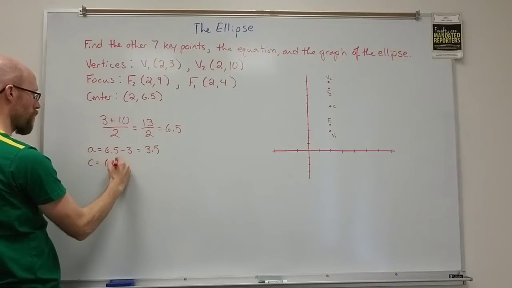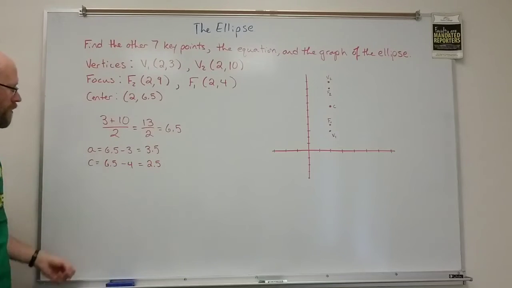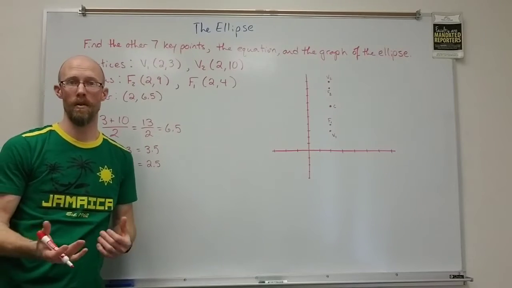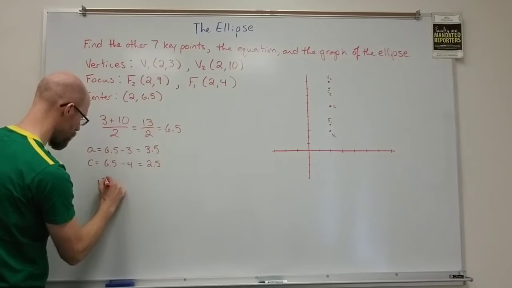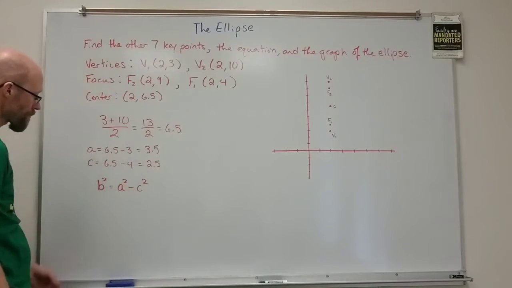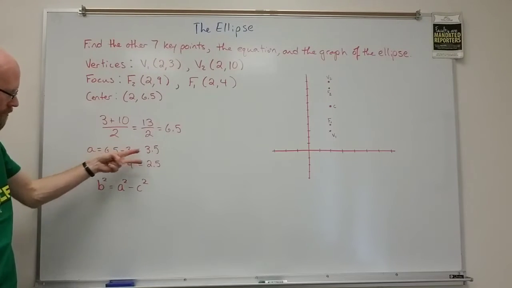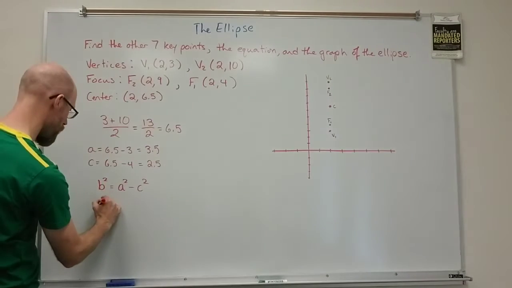So that would be 6.5 minus 4, which is 2.5. Okay, so I've got my a and c values. Well, why is that important? That's what helps me find b, all right? We know that b squared equals a squared minus c squared, and so I can substitute my a and c values into this formula to find b, or at least to find b squared too.